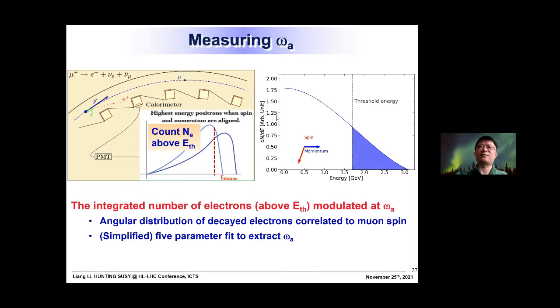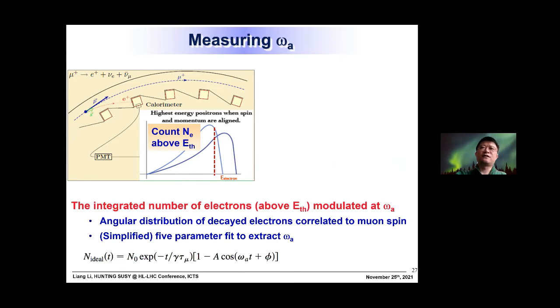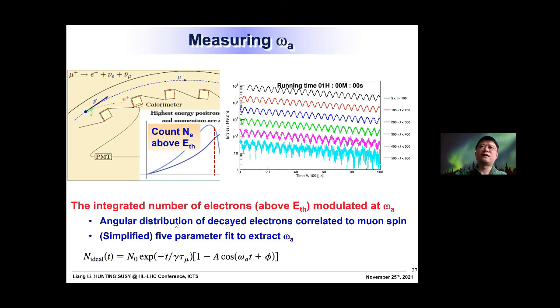So this is actually explained in this cartoon, right? When it's aligned, you have an energetic one. When it's anti-aligned, you have a less energetic one. And then you can use that, and that rotation frequency is the anomalous precession frequency. So you can actually use that to fit this formula, and then you can try to extract, oops, yeah, I go too fast. So you can extract this frequency.